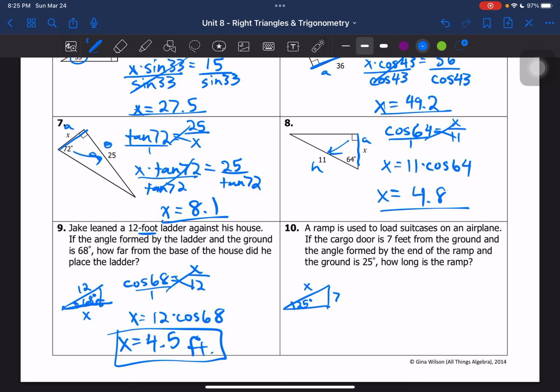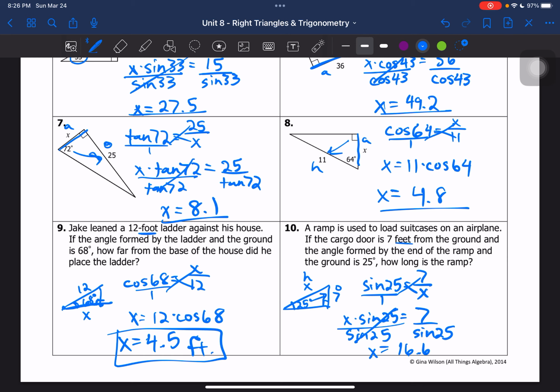So basically what I have here is a side that's opposite, and I want to know what the hypotenuse is. So if I'm using opposite and hypotenuse, I'm going to use sine. So sine of 25 is equal to 7 over x. Then let's solve for this. So x times sine of 25 is equal to 7. Then to get x by itself, just divide by sine of 25. So x is equal to, when you type that into your calculator, you would get 16.6, and let's include our units, so feet. So this is our answer.